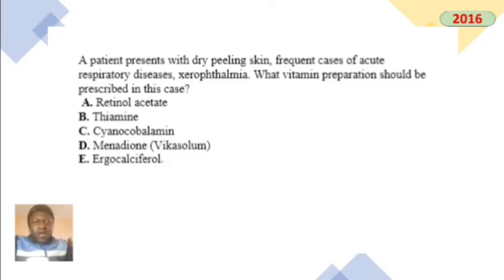A patient presents with dry peeling, frequent cases of acute respiratory disease, xerophthalmia. What vitamin preparation should be prescribed, right? Dry skin peeling, this one is called xeroderma. Frequent cases of acute respiratory diseases, because vitamin A is important. It can protect you from some viral diseases. Xerophthalmia is actually the pathological dryness of the cornea and or conjunctiva. So all these conditions can be prevented if you are taking your vitamin A. So vitamin A, that's what you need to look for here. And the closest answer is retinol acetate, isn't that vitamin A.